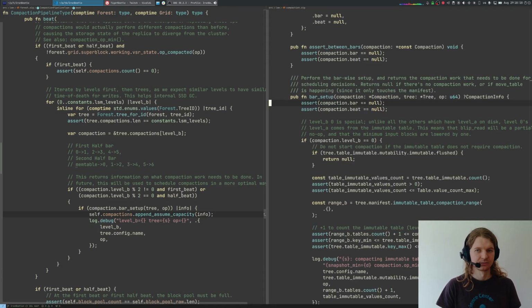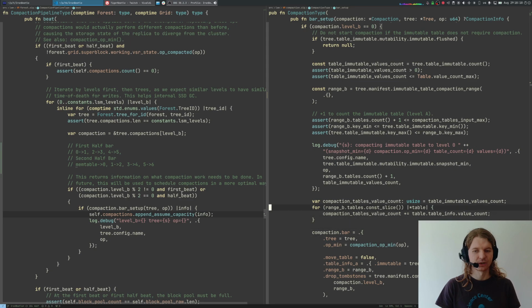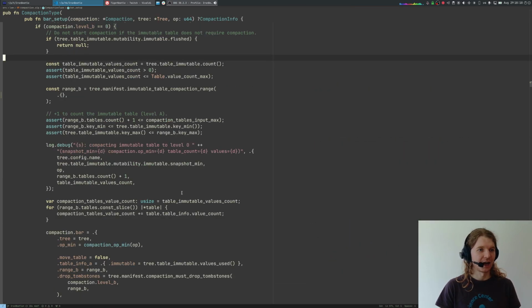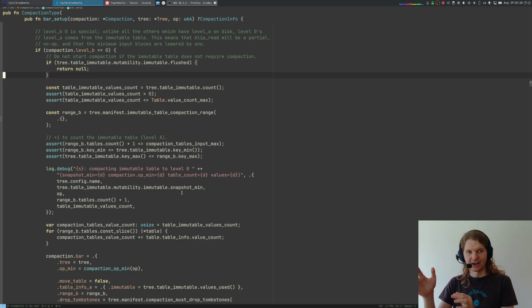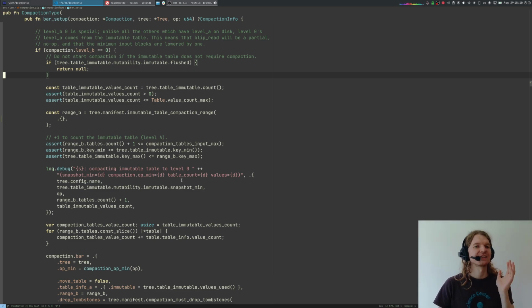And there we started looking at this second half. So when we are compacting into level 0, that means that we are compacting from level -1, that is the in-memory table. And this happens at the second half of a bar, but logically, you would love to think about this as actually the start of compaction.